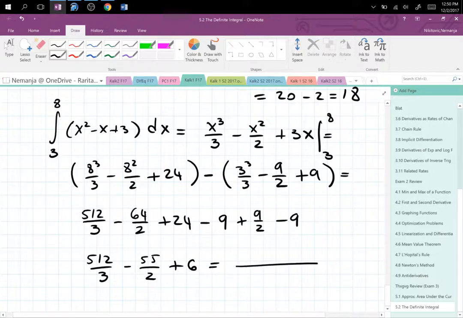The common denominator here is 6. So 512 times 2 is 1024, minus 55 times 3 is 165, and then plus 36. So that's 1024 minus 165 plus 36, which is equal to 895 over 6.